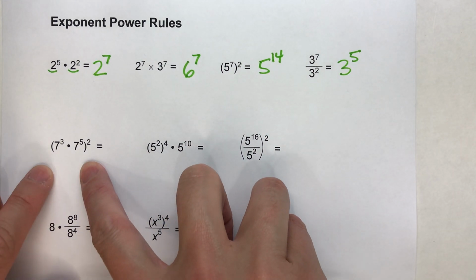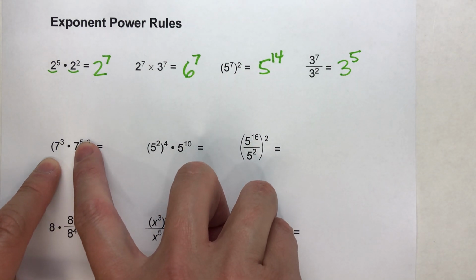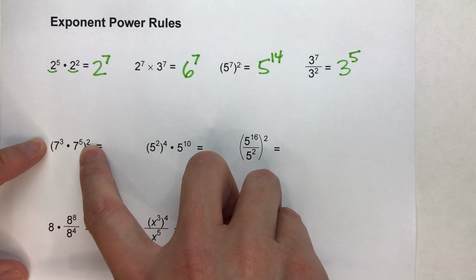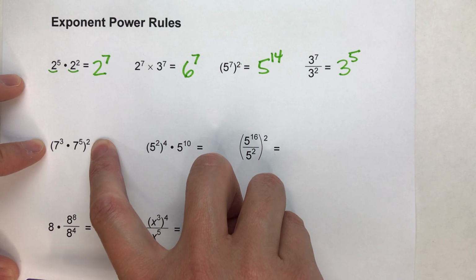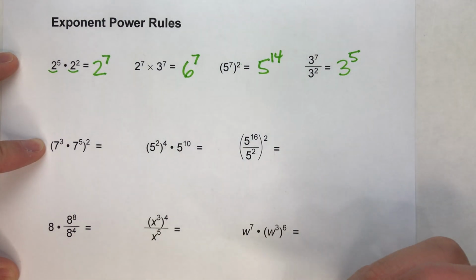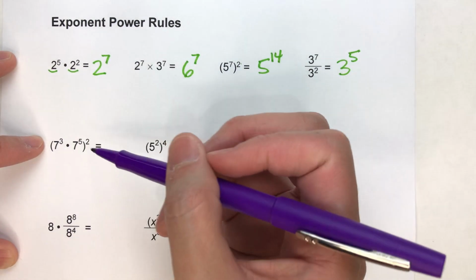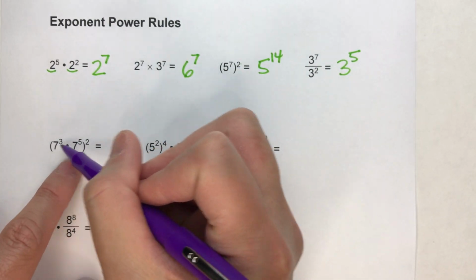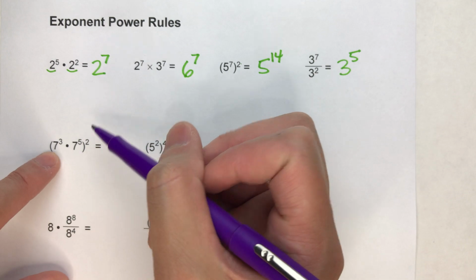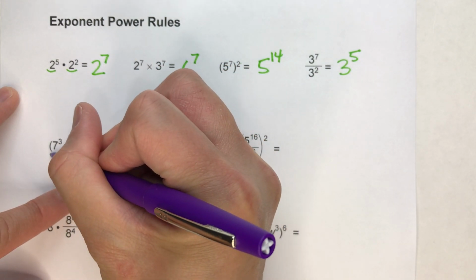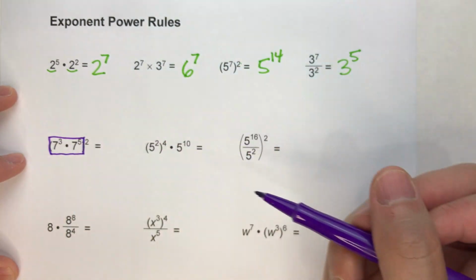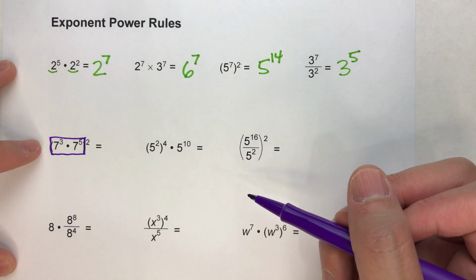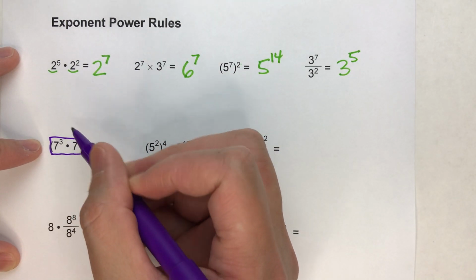So this first one, you've got 7 to the 3rd times 7 to the 5th in parentheses, all raised to the 2nd power. Now, if I want to simplify this, I've got to use the order of operations. And the order of operations says, since we're doing two things here, we're multiplying the two powers together and then raising it to a power. But notice, the multiplication is in parentheses. And order of operations says we've got to do those grouping symbols first. So let's do that first.